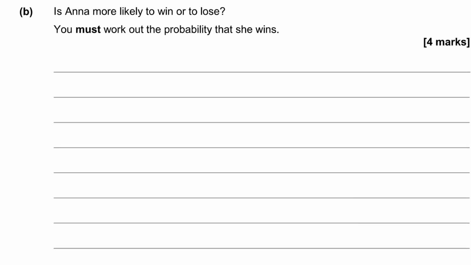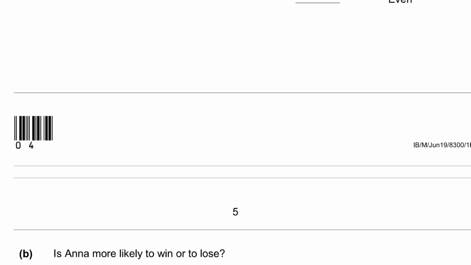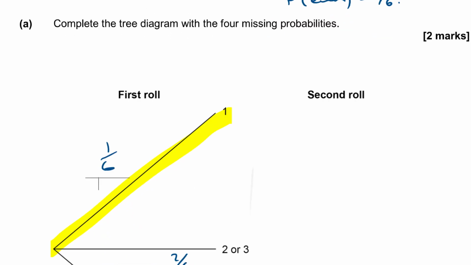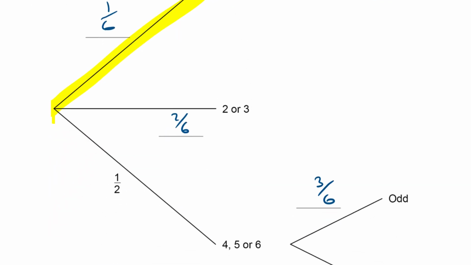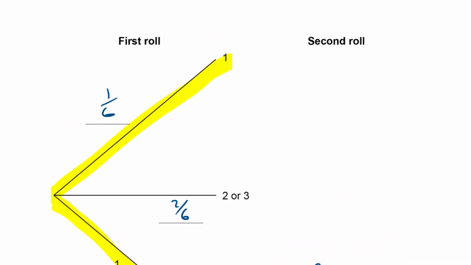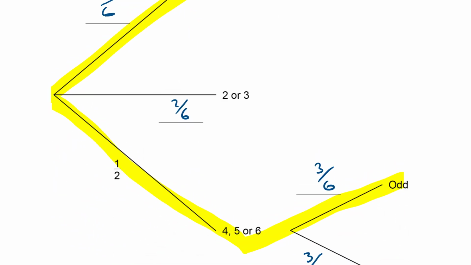Is Anna more likely to win or lose? You must work out the probability that she wins. Okay. So winning then is either that she wins on her first roll by going down this route. That's a win. Or if she rolls an odd number on her second roll. So if she goes this way, down here and then up here. Okay. So the probability of win then is going to be that outcome or that route through there.